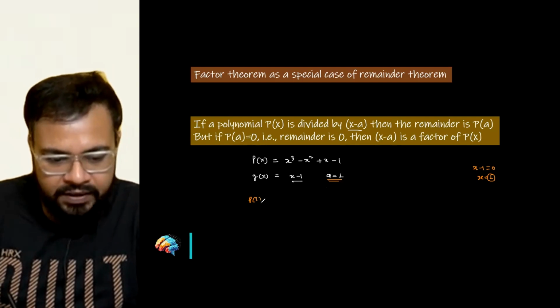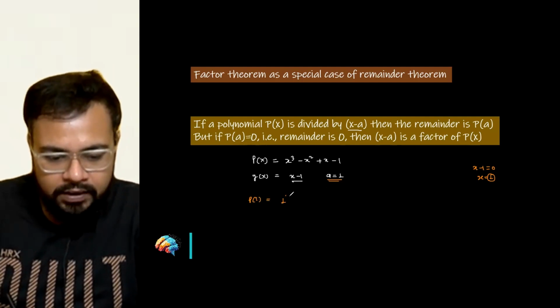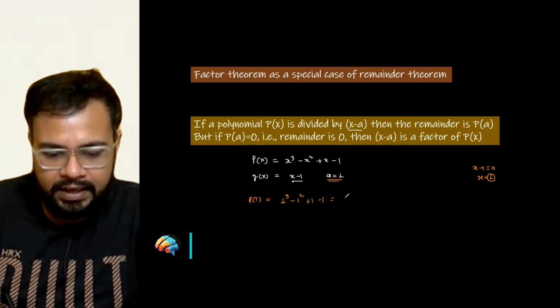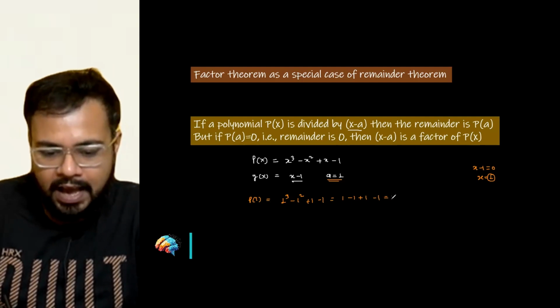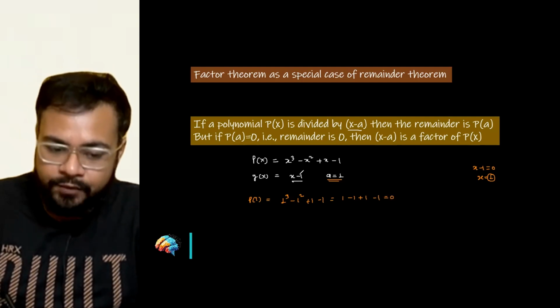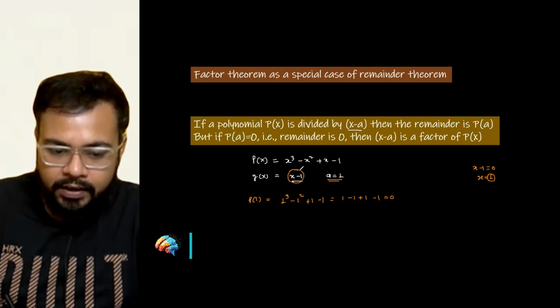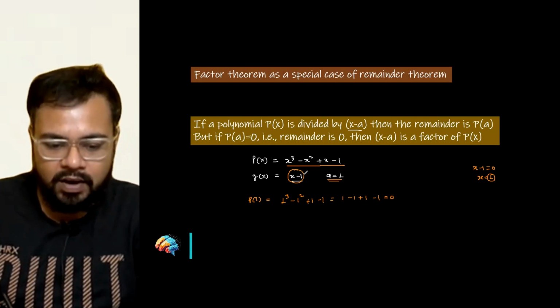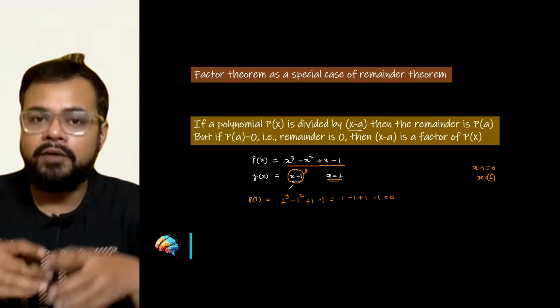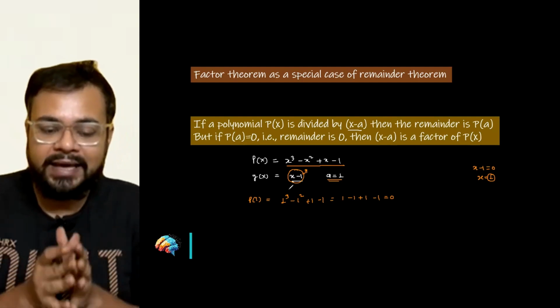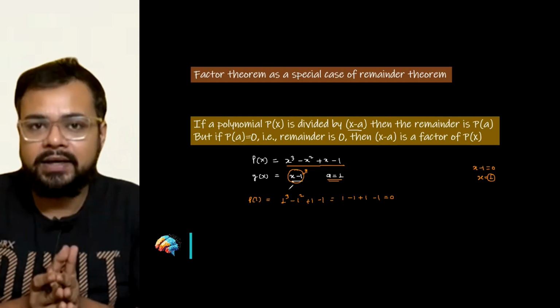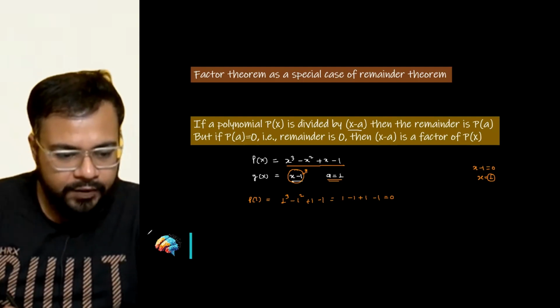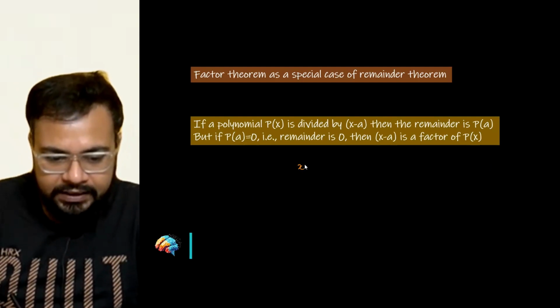Let's see what P(1) is coming. P(1)'s value is 1 cube minus 1 square plus 1 minus 1. What is that? 1 cube is 1, minus 1, plus 1, minus 1. And that is 0. That means if we divide x cube minus x square plus x minus 1 with x minus 1, it would leave no remainder. That means x minus 1 can completely divide that polynomial.